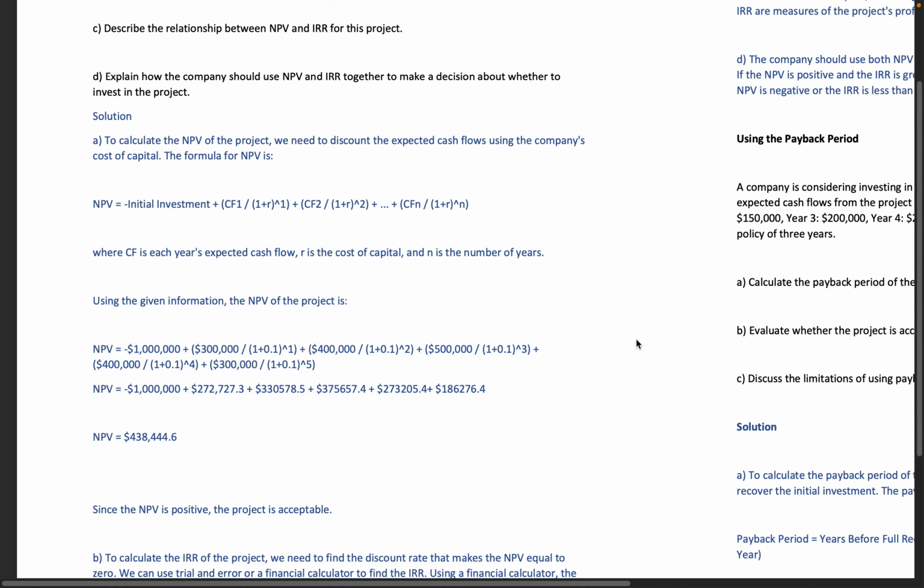Okay. So the NPV calculation, again, is fairly straightforward by this stage. Remember, bring everything back to present value terms and net it off against your $1 million at the start.